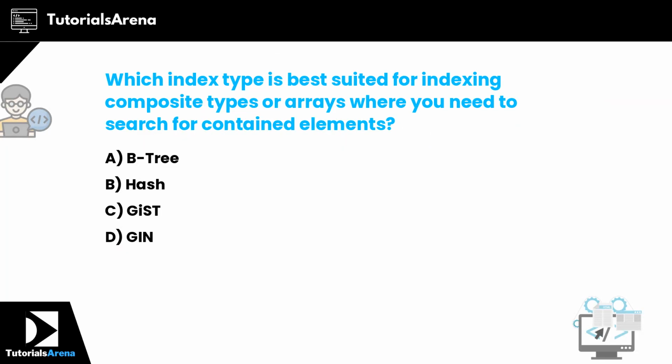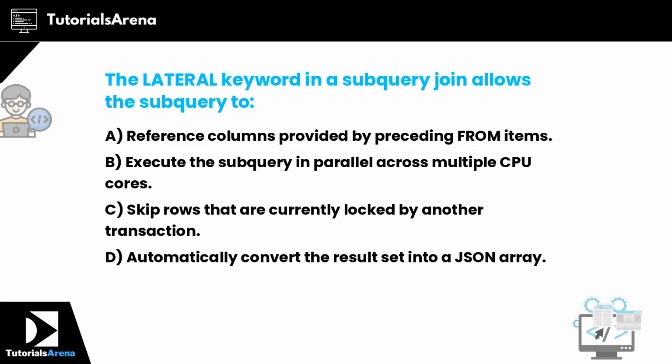Which index type is best suited for indexing composite types or arrays where you need to search for contained elements? The correct answer is option D, JSONB. The lateral keyword in a subquery join allows the subquery to... The correct answer is option A, reference columns provided by preceding from items.